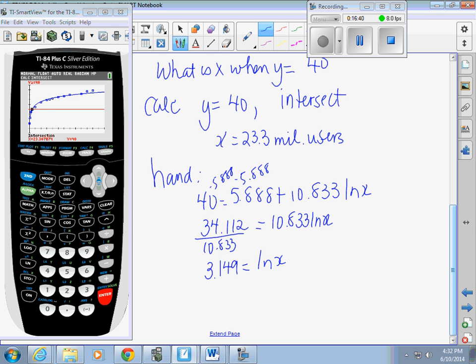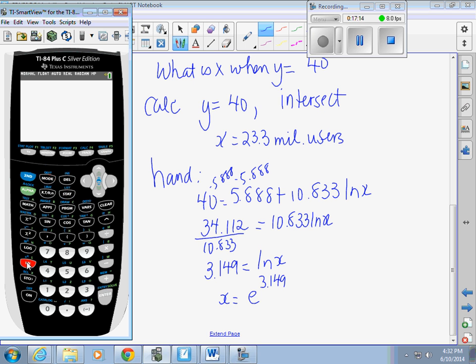So now if I want to solve it, I need to change it into exponential form. So my x is equal to e to the power of 3.149. You can do that on your calculator. I can just never remember where the e value is. There it is, e to the x right above the natural log button. So I do second function e.